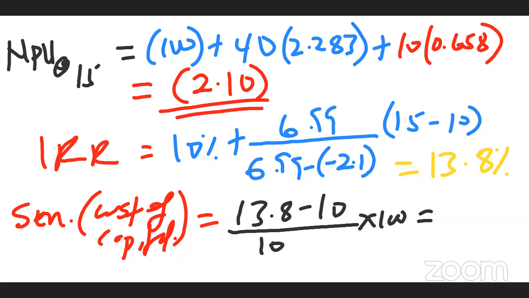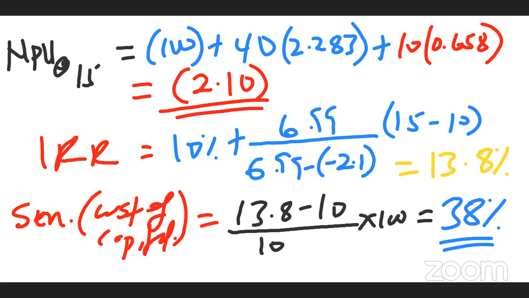Not 13, 3.8 over 10 times 100. That's 38%. That's 38%. So that is how we calculate the sensitivity to the cost of capital.